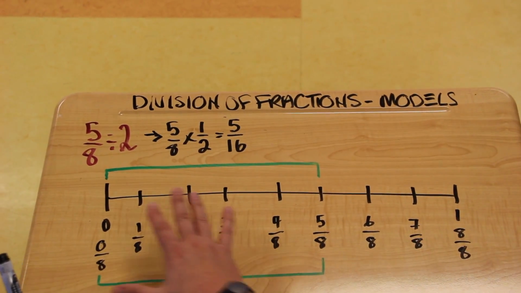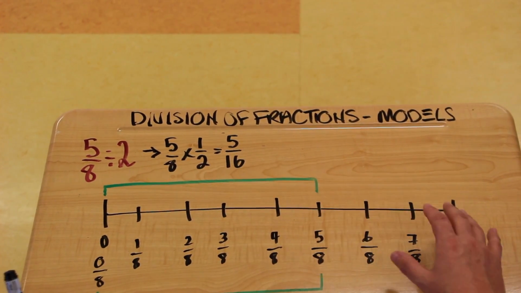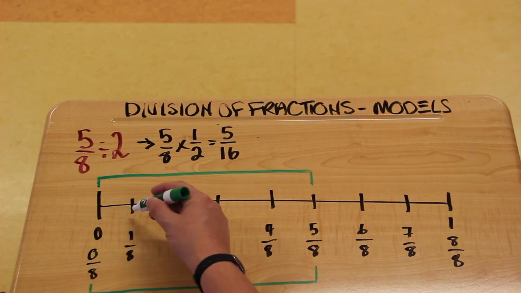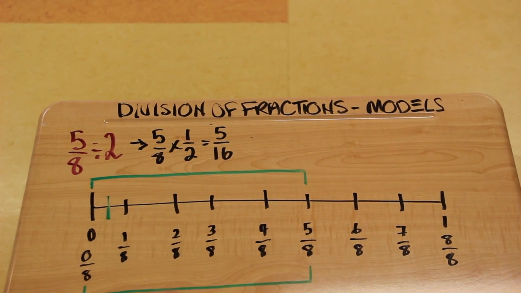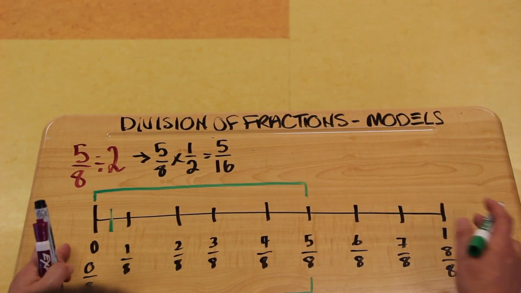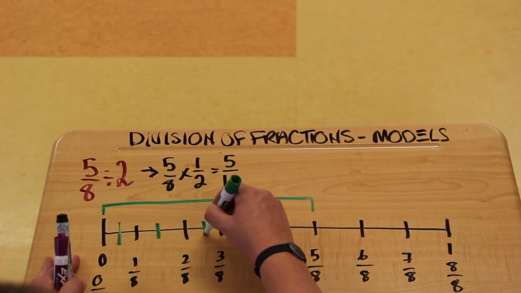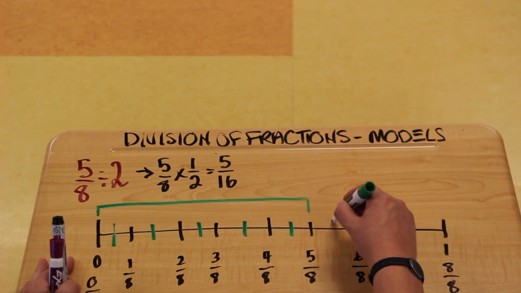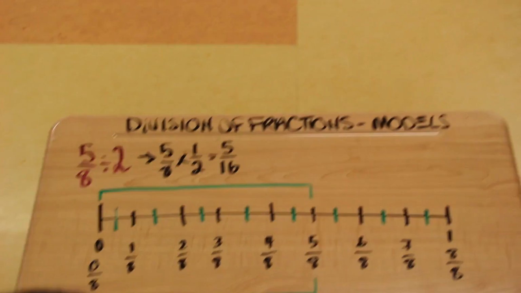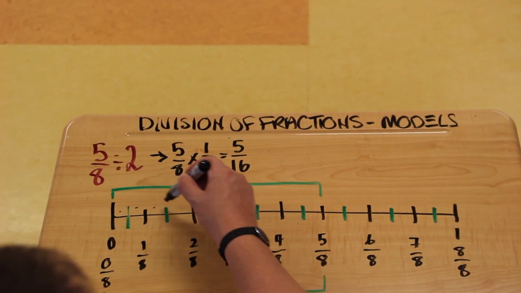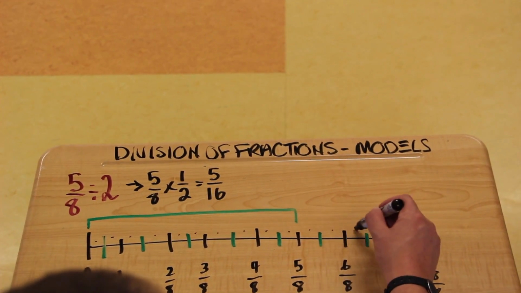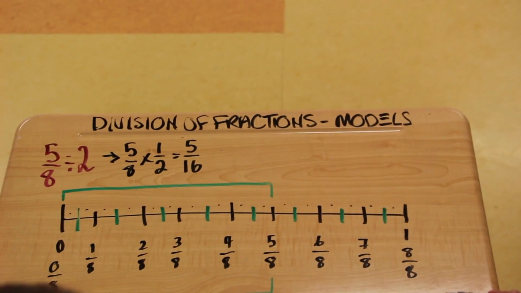So what I'm going to do is take my 5/8 and every original piece and cut it into 2 pieces. So if I have 1/8 and I cut it into 2 pieces, I now have 1 out of a possible 16 because I will have to cut each other piece into 2 as well. And if I do that, you can see that I would end up with 1, 2, 3, 4, 5, 6, 7, 8, 9, 10, 11, 12, 13, 14, 15, and 16 pieces.